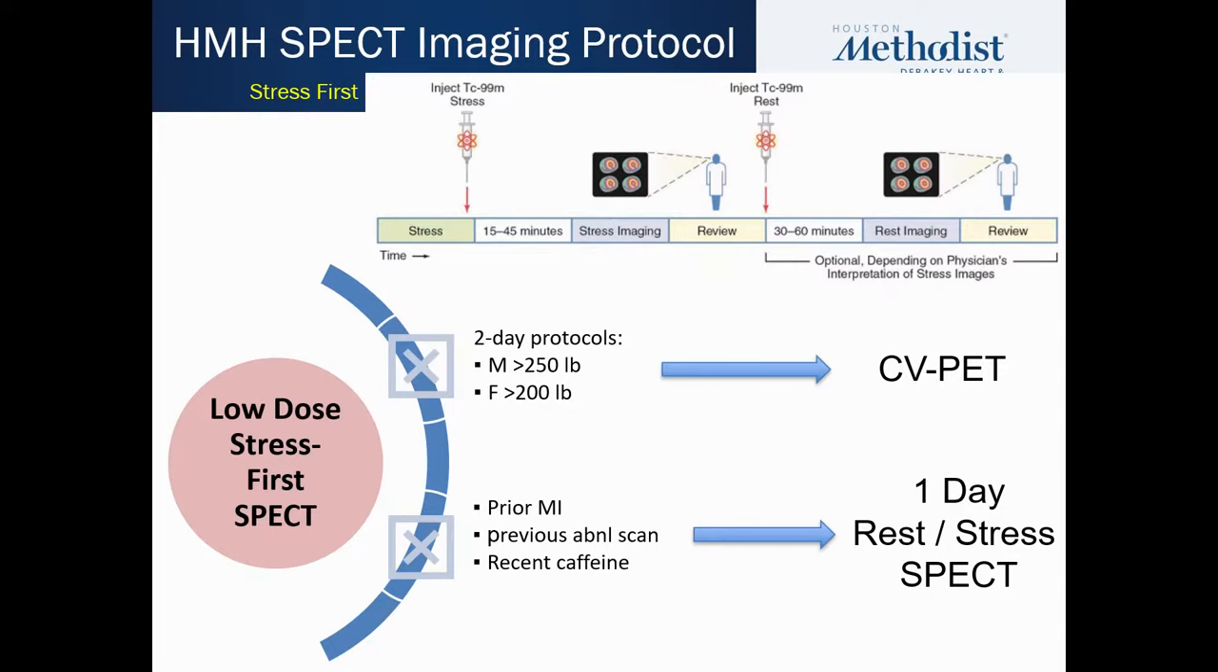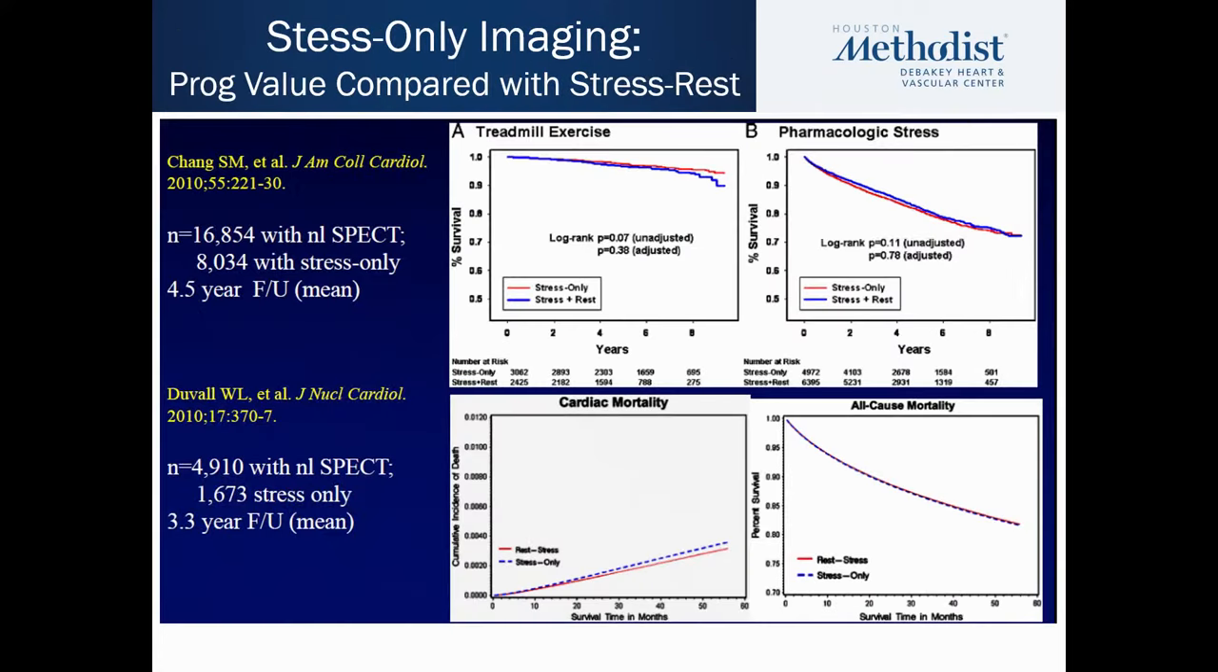One important thing to note is we have added calcium scoring on the SPECT images to our protocol in order to get an anatomical disease burden, because as you know, anatomical disease burden is what predicts long-term risk. This is data done by Dr. Chang and others, showing that a normal stress-only study has equal prognostic value to a rest-stress study, without all the radiation and with much faster throughput.